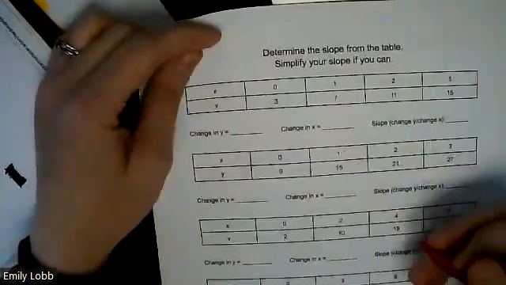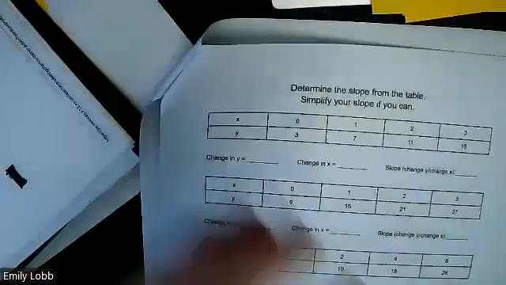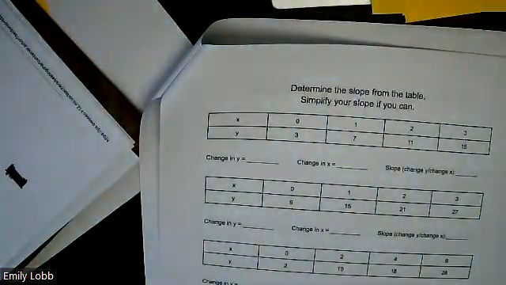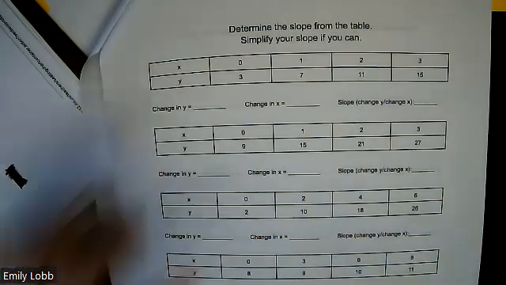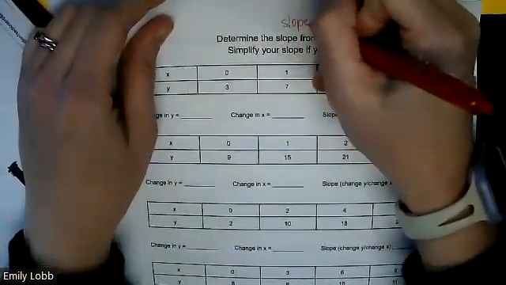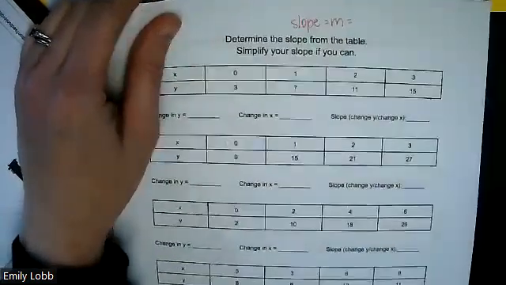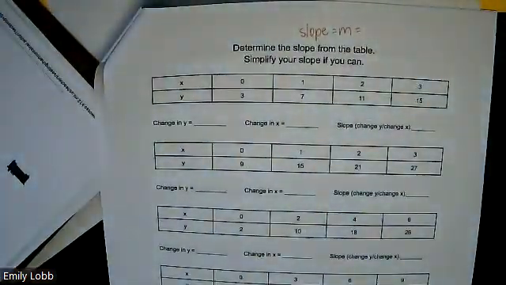But if you don't recall, the slope of a line, like if we're looking at a graph, is how steep it is and what direction it's going. We call slope M for short. We use the letter M to stand for it.